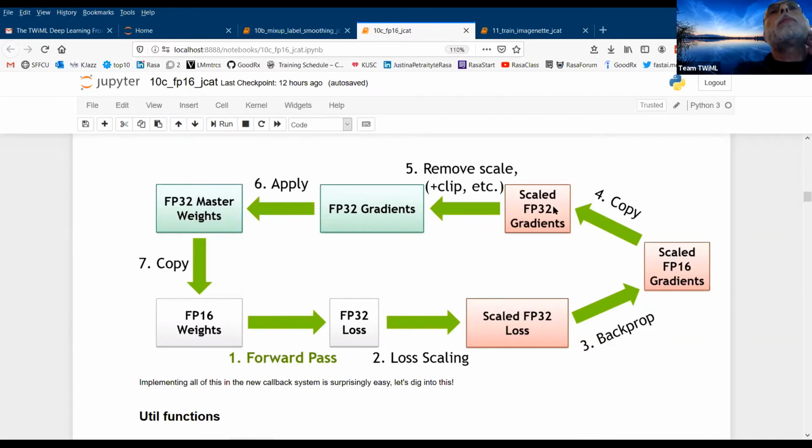He copies the gradients to FP32 to keep track of the small part of the number. Then he divides out the scale factor so that it restores it back to what the gradients should be if you didn't scale the loss function. And then you copy them to the master weights. But I think what he's doing here is he's applying, when he says apply, he means apply the update. So you're using the full precision gradients when you calculate the update step.